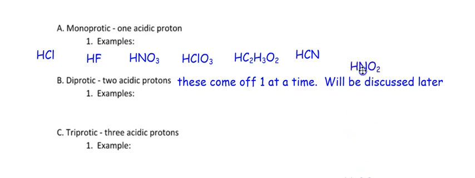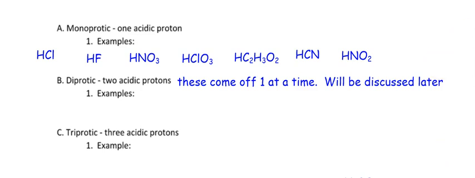Let's do one more. How about this one? It's a little bit different. This is nitrite. So what will that one be? Nitrous acid, very good. And then the next one is diprotic, where you have two acidic protons. Something to keep in mind, especially for a later section, is that these are going to come off one at a time. We'll discuss these later, all right?